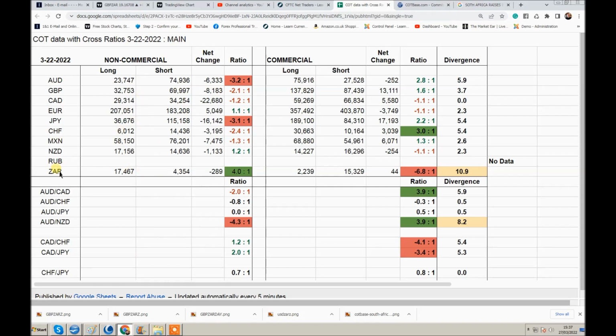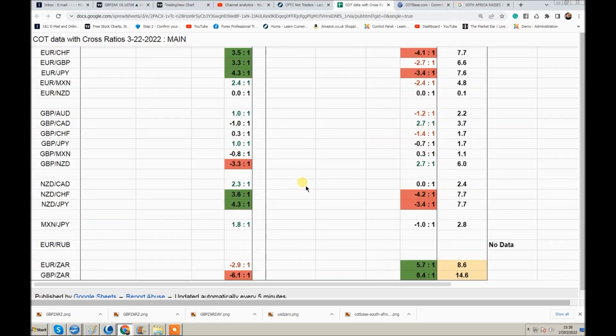So ZAR USD 4-1 in terms of longs over shorts for the non-commercials or speculators, okay, large specs. Commercials 6.8-1 in terms of shorts over longs, and that gives us a divergence of 10.9 between the two groups. Now, if you want the cross, all you do is take the two USD pairs that make up the cross. You go to GBP USD, get the data here, and then you can calculate it with this data here, and then basically you get the cross, and it's down here, GBP ZAR.